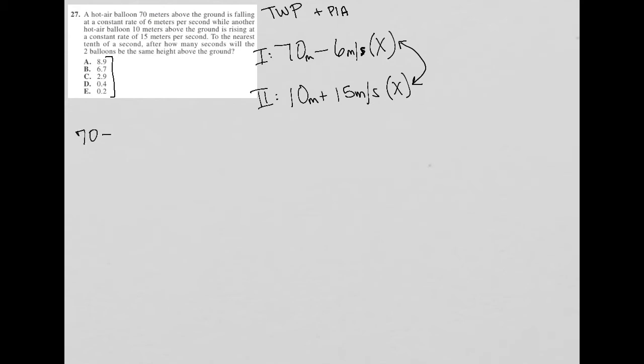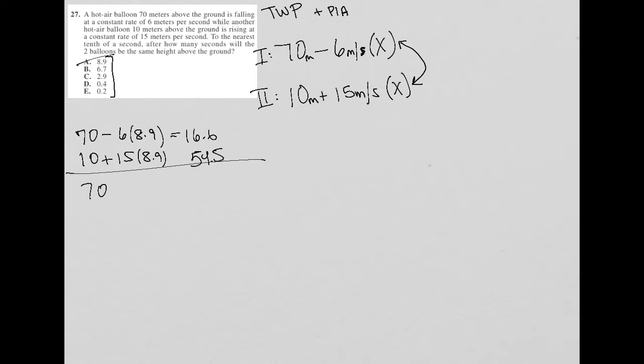So 70 minus 6 times 8.9 and 10 plus 15 times 8.9. Let's go to my calculator and see what I get. I get 16.6 for that one. And then for the second balloon, 15 times 8.9 plus 10, I get 143.5, right? So these are not equal to each other. So A is gone.